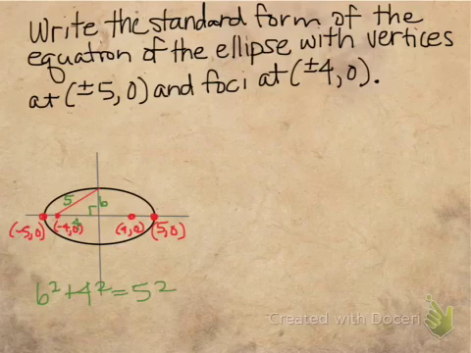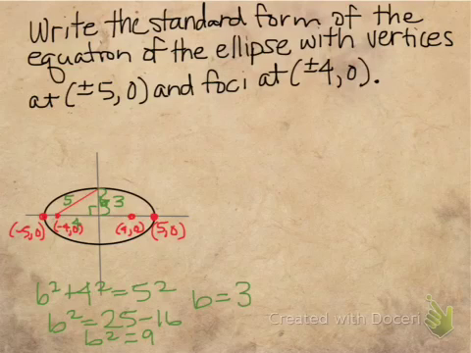So now we just need to use the Pythagorean theorem to figure out what B is. B squared plus 4 squared is equal to 5 squared. B squared is 25 minus 16. B squared is 9, so B is 3. So we know the height is 3. Now we can begin to write our equation.